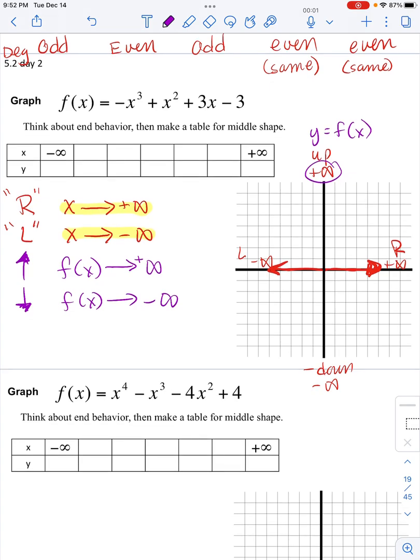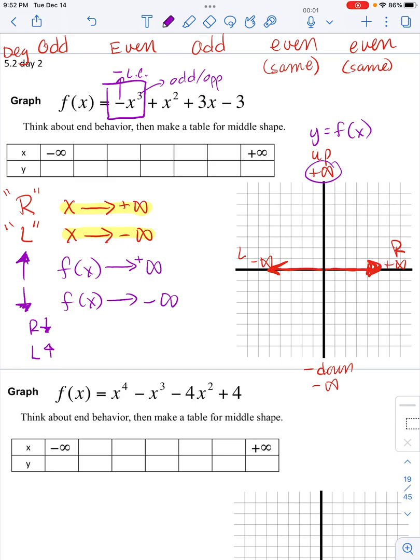So say, for example, well, not even example, let's look at this one. Let's take a little peek at our first term. Our leading coefficient is negative. So the right end is going to go down on this graph. My degree is odd, so they're going to do the opposite of one another. So I can deduce that the left end is going to go up.